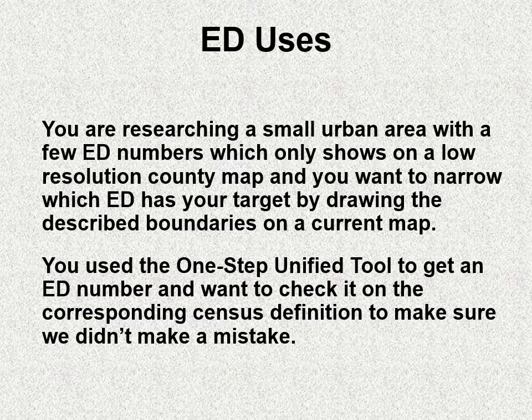Some other uses too. You are researching a small urban area with a few ED numbers, probably less than 5. If there were 5 or more, the National Archives may have an ED map, but there probably is no map for you if you had, say, just 3 EDs. And so you're going to find your location on a county map. It's not going to be very clear, not very high resolution, and you want to narrow down which ED has your target by drawing the described boundaries on a current map. That's one possibility. You use the One-Step unified tool to get an ED number, and want to check it against the corresponding census definition to make sure we didn't make a mistake. We do make mistakes.